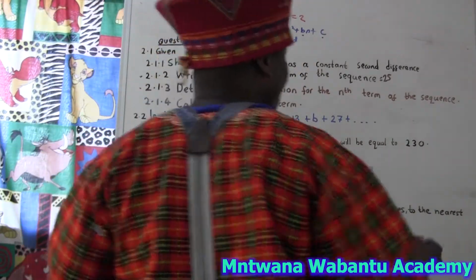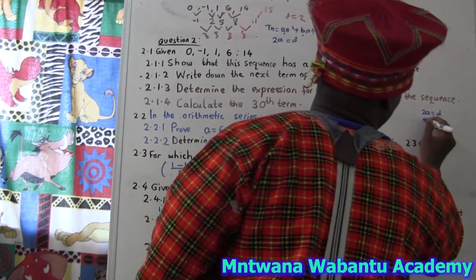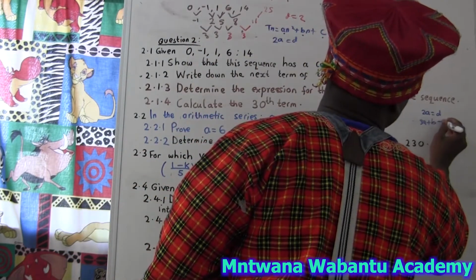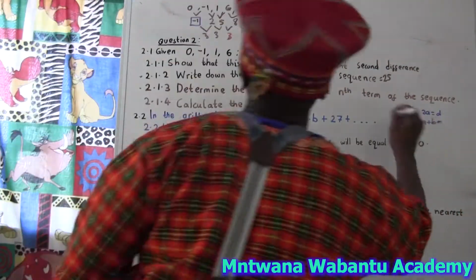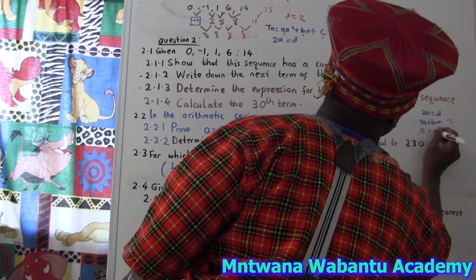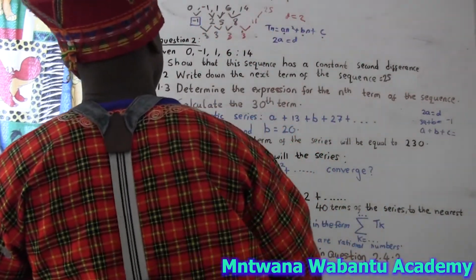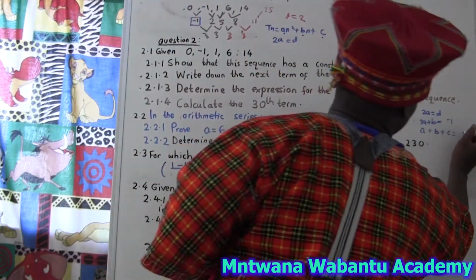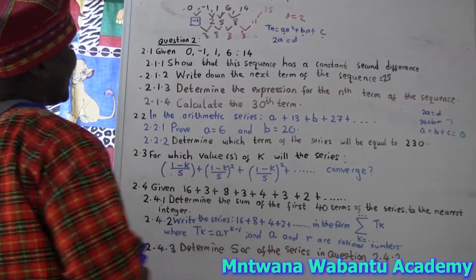We know all the formulas. We can write here 2A equals D. Now the second: 3A plus B equals the number that you get here, which equals -1. And then A plus B plus C equals this number you get here, which equals 0. Okay, cool. Now let's plug it in and get it done.